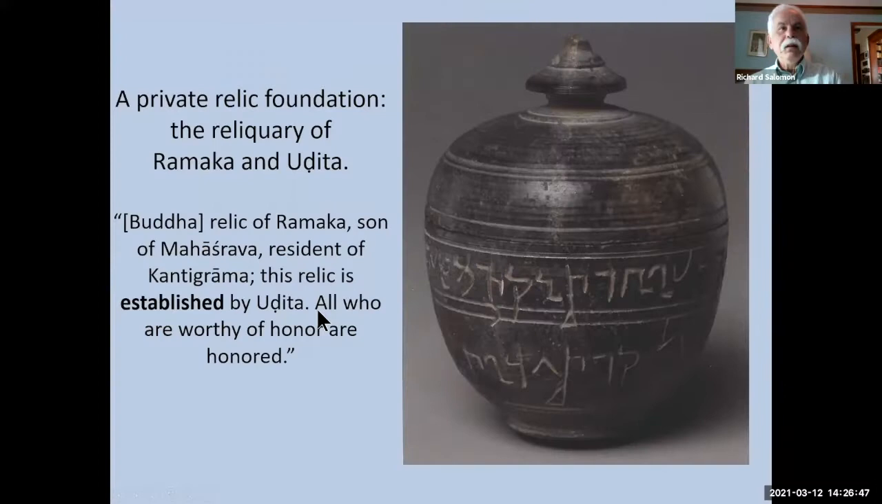And then this is the briefest form of the inscriptions. Name of the donor, keyword establish or established, it's always there. And then the blessing. And this is the minimal short form of the blessing. All worthy of honor are honored. That's like an abbreviation of what we saw above in the inscription of Ajitasena, where it says all the Buddhas past, present, future are honored, all the Pratyeka Buddhas, the solitary Buddhas, are honored, et cetera, et cetera. So there are many variations on the theme, but the theme is always essentially the same.